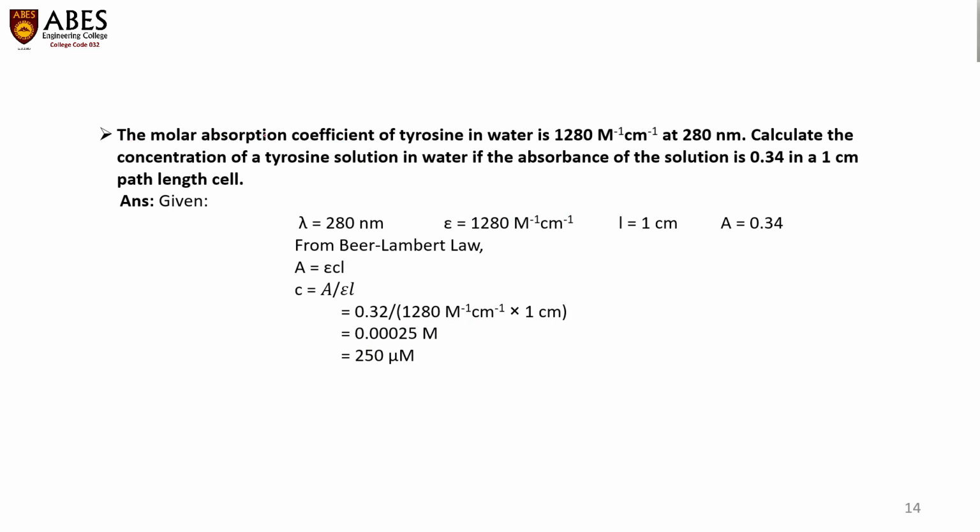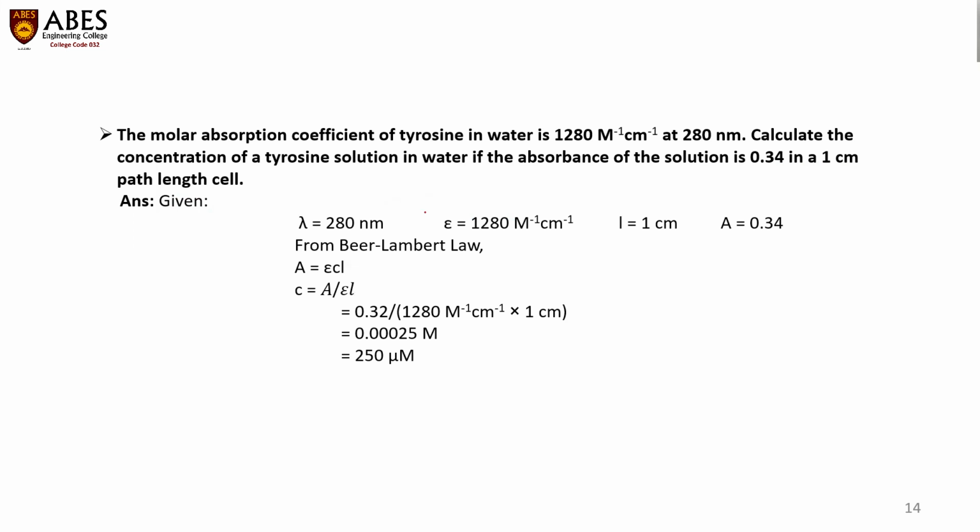Here, the molar absorption coefficient of tyrosine in water is 1280 per mole centimeter at 280 nanometer. Calculate the concentration of tyrosine solution in water if the absorbance of the solution is 0.34 in a 1 centimeter path length cell.